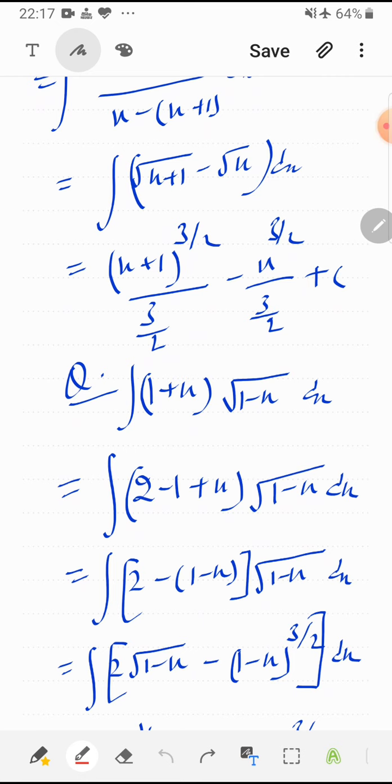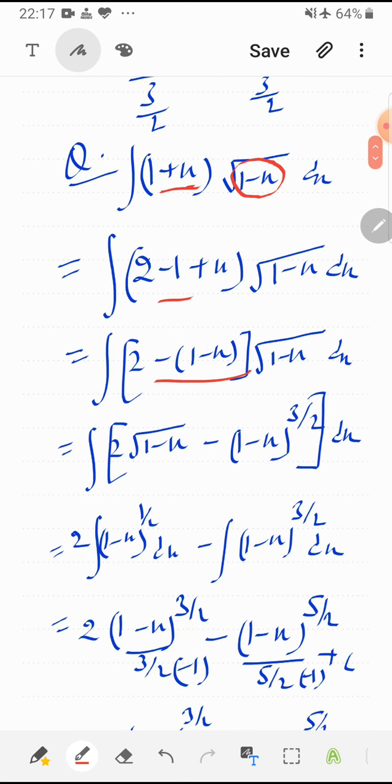1 plus x multiplied by under root of 1 minus x. Students, here we should keep in mind that we have to create the value which is under the root outside the root, so I am writing 1 plus x as 2 minus (1 minus x), taking minus common, so it is 1 minus x. Now I am multiplying under root 1 minus x with 2 as well as with 1 minus x, so that it is 2 root 1 minus x minus (1 minus x) raised to the power 3 by 2. Finally we can integrate this using the power rule.